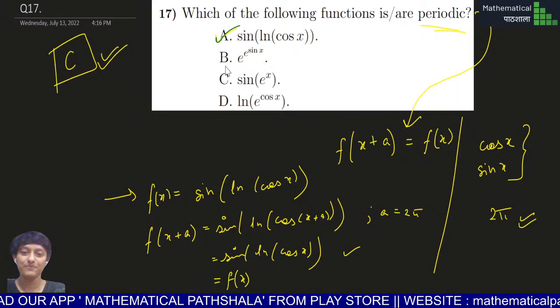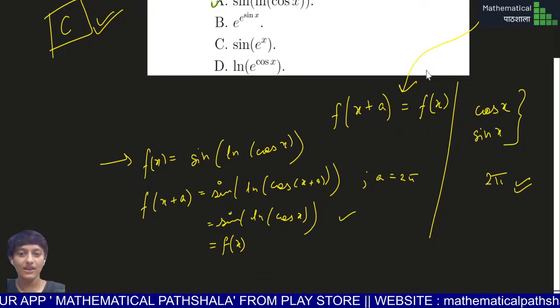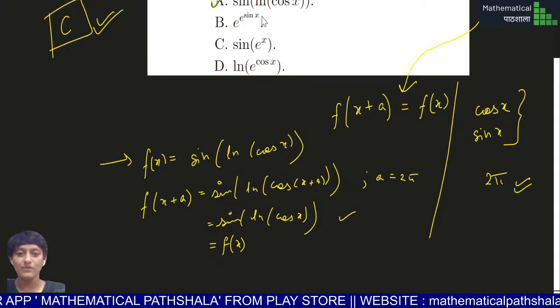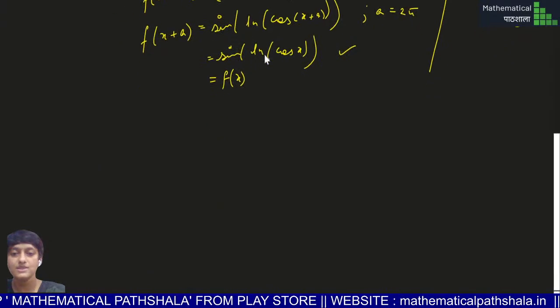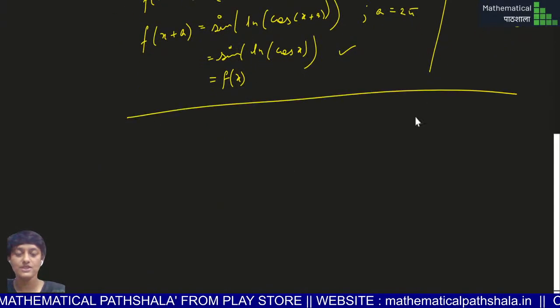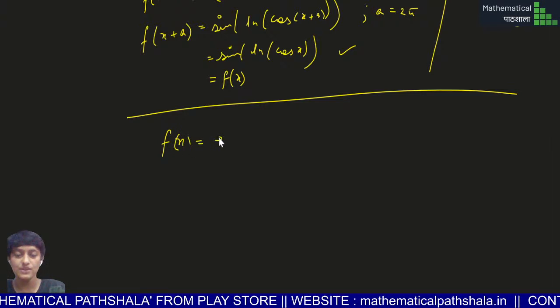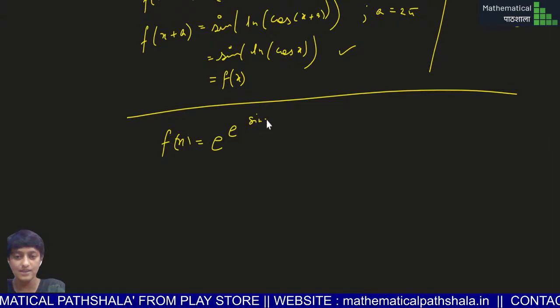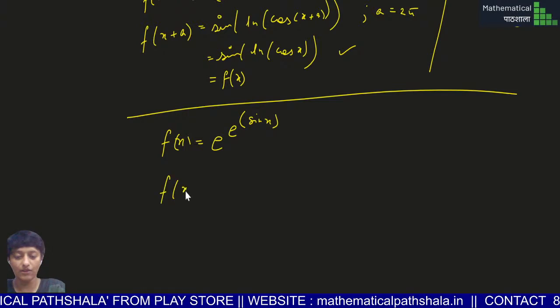Okay, let's see. Let us see. Alright. B option is e raised to the power sin x. Alright. So sin x. Let us see. So for the function f of x is equal to e raised to the power sin x. Okay, we have this. Now we will consider f of x plus a.